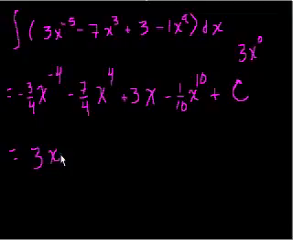Then we subtract 1 from this exponent. Minus 5. And then minus 7 times 4 is minus 7x to the, we take 1 from this exponent, x to the third. And I promise you, I'm not even looking up here.